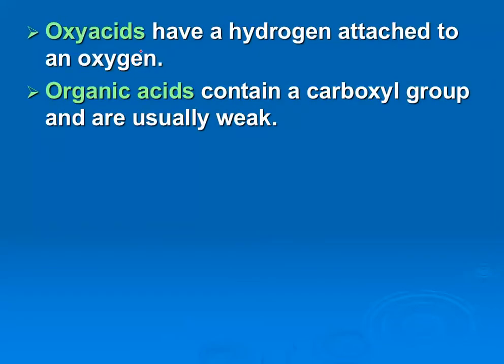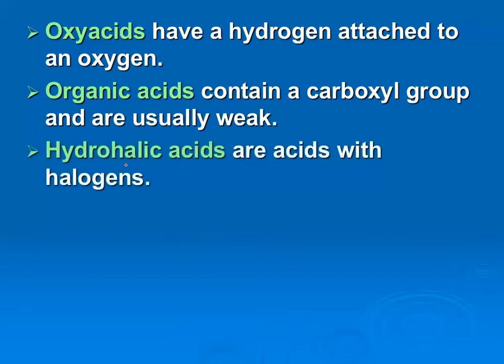Oxyacids are basically acids that have polyatomic ions in them, and the hydrogens are bonded to the oxygen. There's a section near the end of the chapter where we can maybe look at some structures if we've got time. Organic acids have something called a carboxyl group. You can see a picture of what that carboxyl group looks like in your textbook. That would be acetic acid, an example of an organic acid.